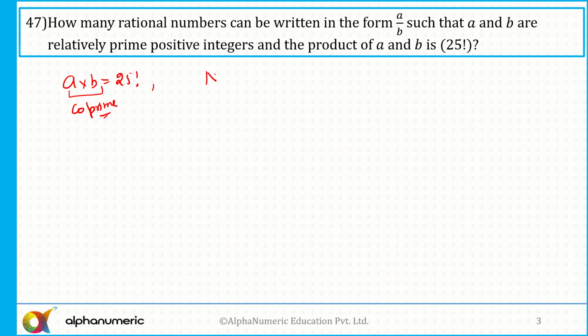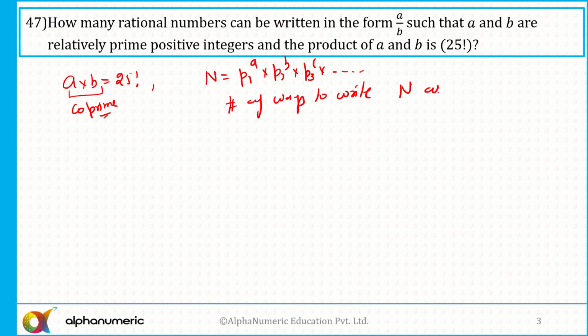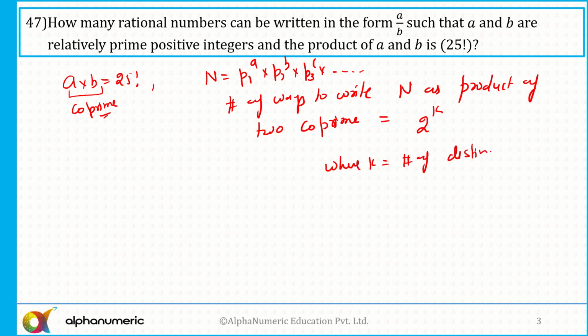So always remember one thing: if n is equal to p1 raised to power a into p2 raised to power b into p3 raised to power c and so on, then the number of ways to write n as a product of two co-prime numbers, or we can say relatively prime or mutually prime, is always equal to 2 raised to power k, where k is nothing but the number of distinct prime factors. Okay, it is independent of the power.